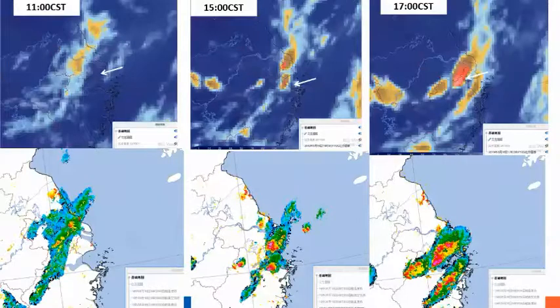The upper images are from satellite. The lower images are from radar reflectivity. From the satellite and the real radar images from 11 o'clock to 17 o'clock CST, pay attention to this image at 15 o'clock. Here, the supercell causes hail in Songjiang.